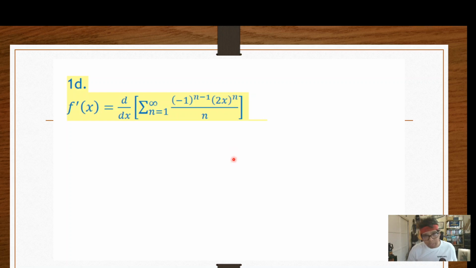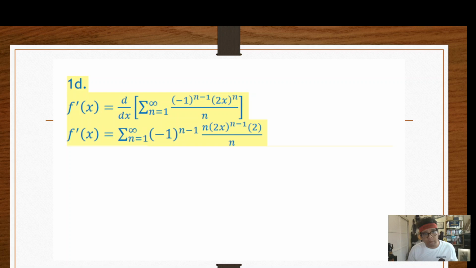Now be careful when you do this, because this is a chain rule. You're going to use the power rule for 2x to the n, and then you're going to use a chain rule to take the derivative of 2x. So you'll get this n multiplied by 2x to the n minus 1 multiplied by the derivative of 2x, which is just 2.